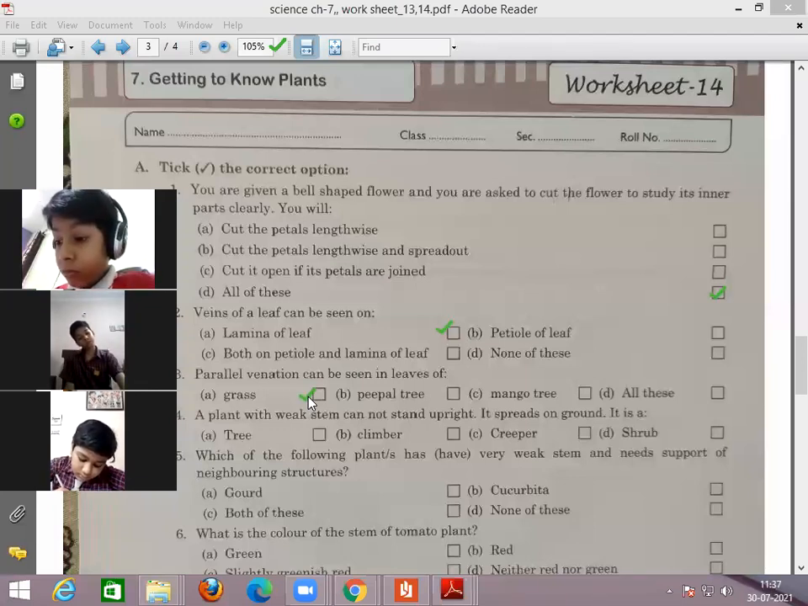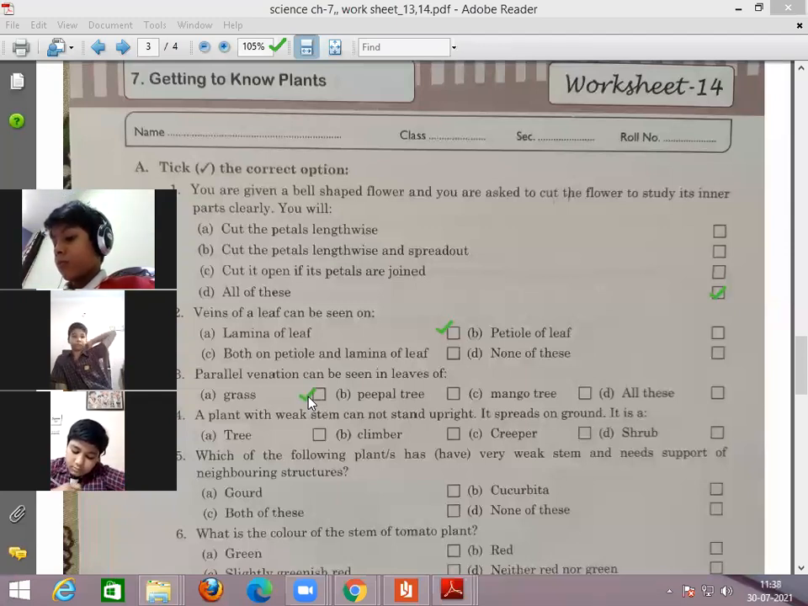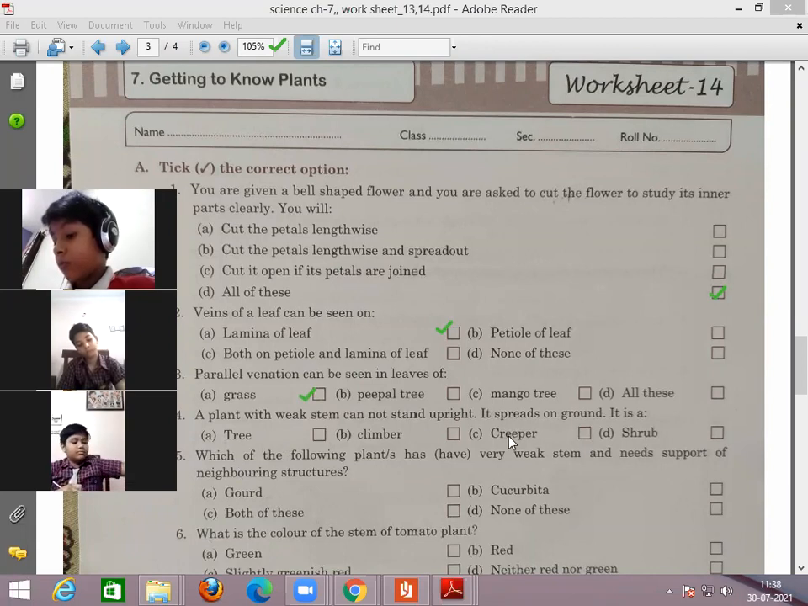Next is number 4. A plant with weak stem can't stand upright. It spreads on the ground. It is known as tree, climber, creeper, or shrub. Yes, Arnav Agarwal, answer of 4. If it spreads on the ground, it will be creeper.